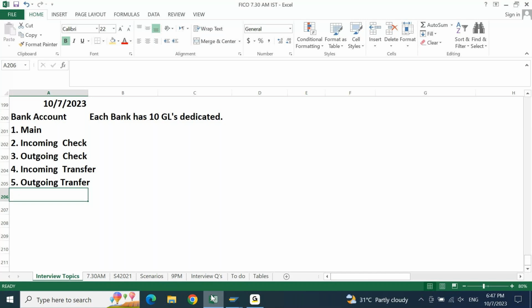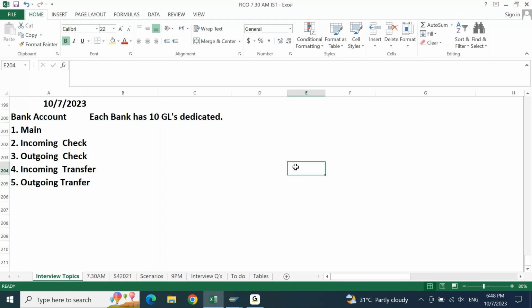That is why you will be blocking or allocating 10 accounts for every bank account. Clear? For each bank, 10 GL accounts will be allocated. Whether you use HDFC or SBI: incoming, outgoing, incoming transfer, outgoing transfer, like that. Same for the other.